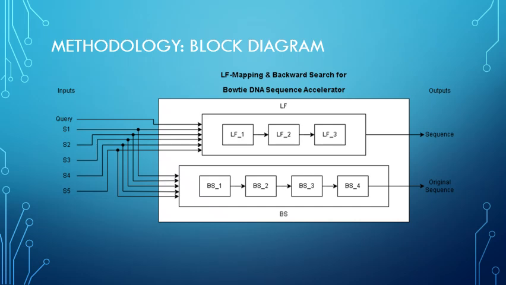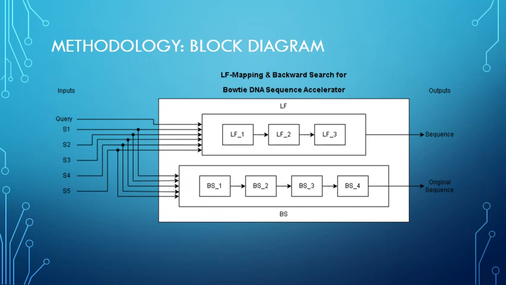This is the block diagram of our LF mapping and backward search for multi-DNA sequence accelerator. It consists of two blocks. One is the LF block, another one is the backward search block. So we have this input query to the LF blocks, and we have the S1, S2, S3, S4, S5, which represent the values of our multi-matrix. Both will be fed into the LF block and also the BS block.